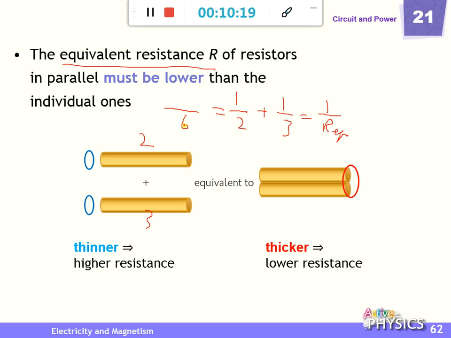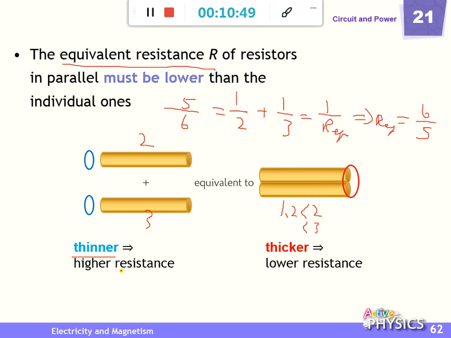This one should be 6, this one should be 5. Then R equivalent will be 6 over 5. 6 over 5 is around 1 point something, 1.2. 1.2 is smaller than 2 and also smaller than 3. Okay?